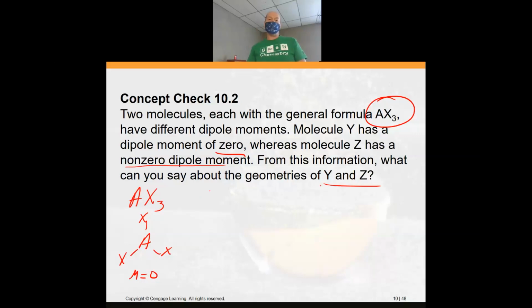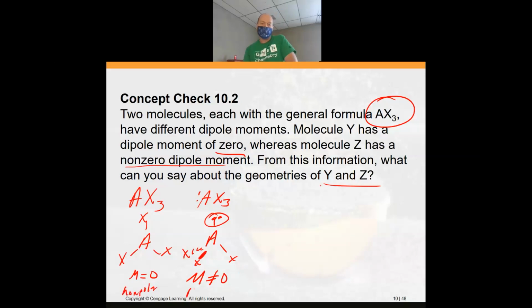But if we had AX3 and an electron pair, then we're tetrahedral. This one is going to be not zero. X, X, X, it's not completely symmetrical, you have an electron pair. So this one is polar. We could have AX3 and have two electron pairs, so now we have five directions, with electron pairs here and here, and we have T-shape. There's no way for T-shape to be perfectly symmetrical, so this one can never be zero. This one is polar. And we could have AX3 where we have three electron pairs.